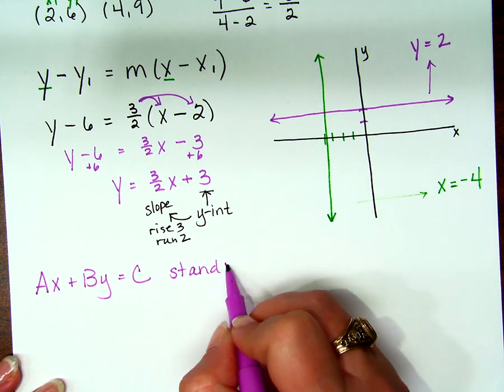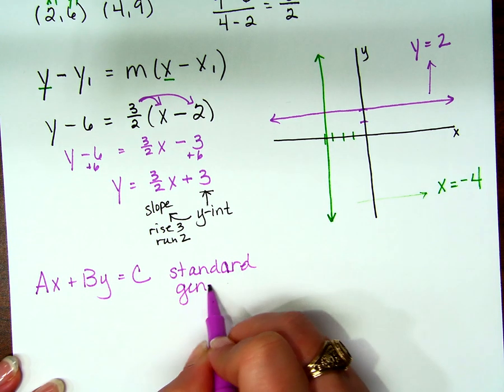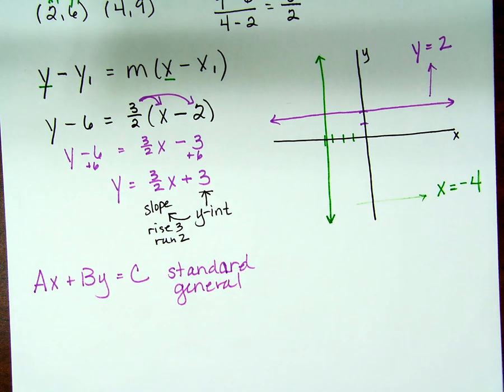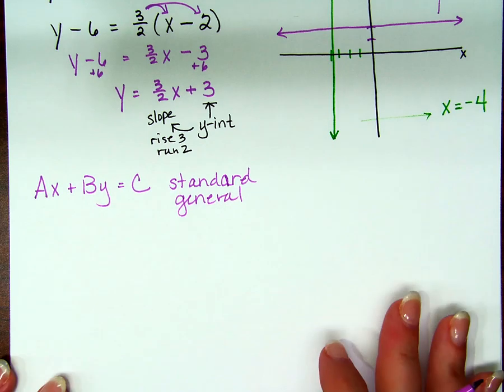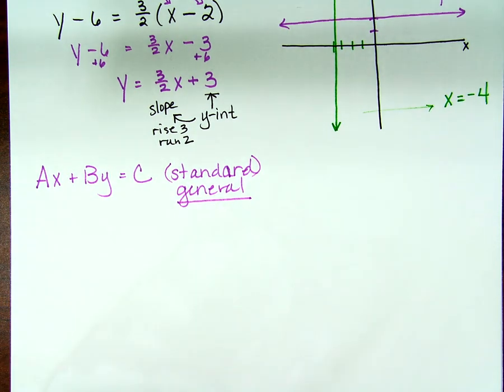Thank you, SAN. We called it the standard form. They're calling it the general form. I wanted to write both words, but then I said it the wrong way. So please forgive me. Okay? We called it the standard. They're calling it the general.